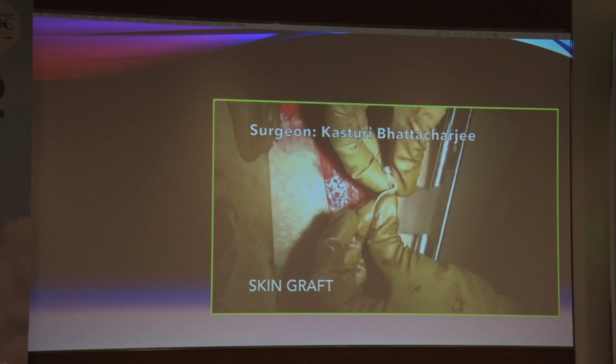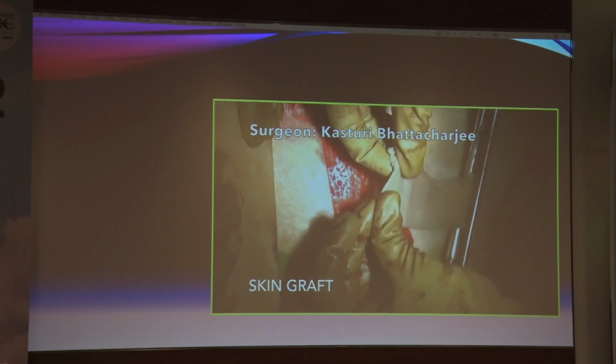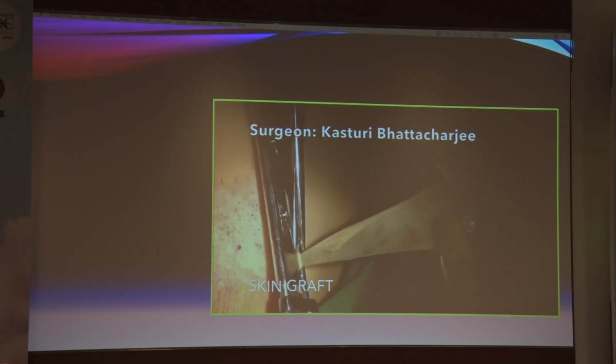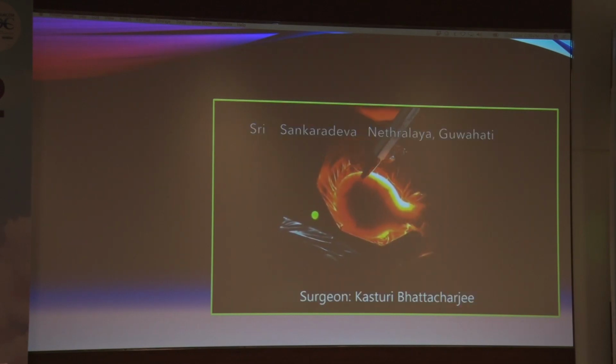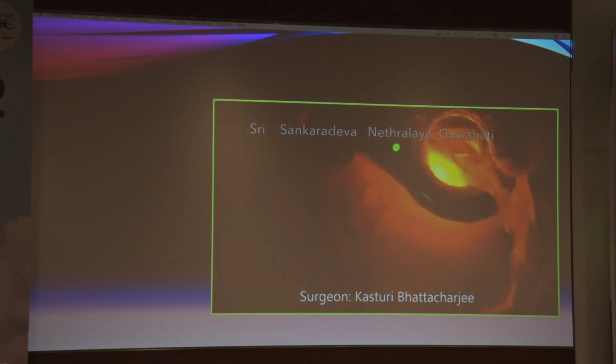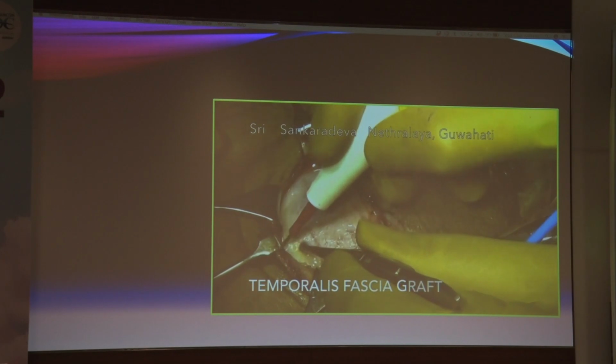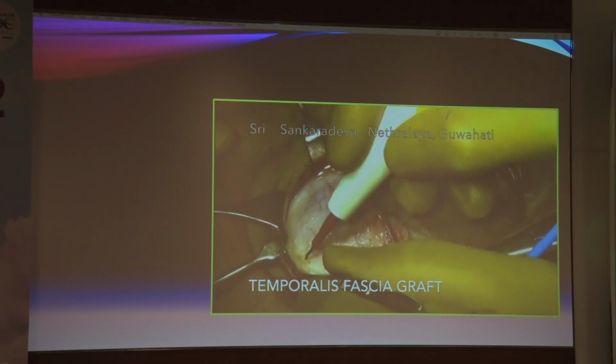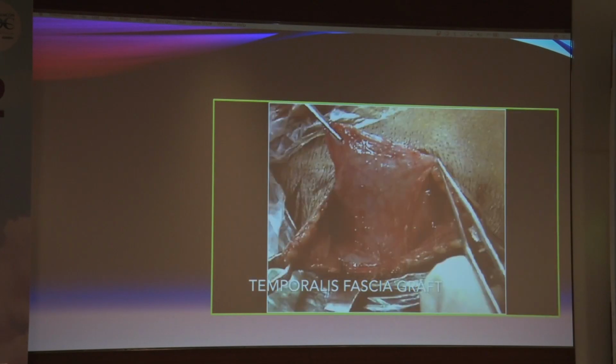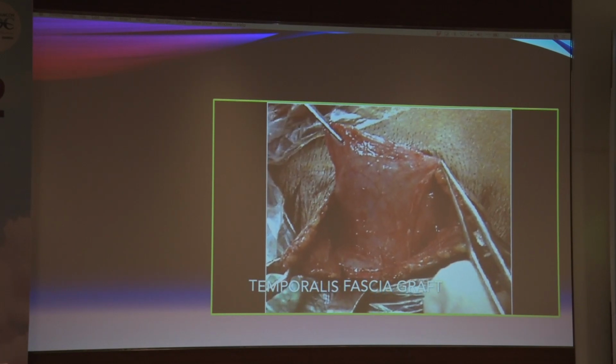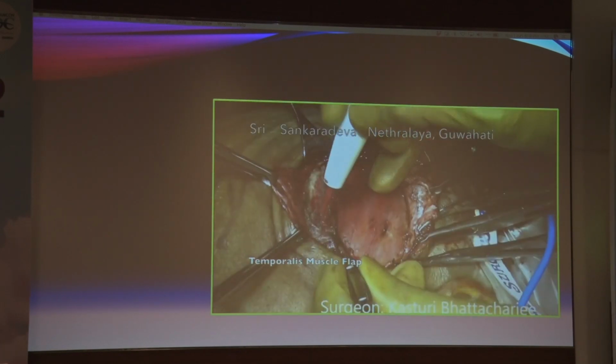Like this is me, taking a split thickness skin graft. This is so essential in a situation like when a burn case comes to you and you find that the whole upper part of the face is burned, then you need to take a split graft. You need to take something like this. This is a temporalis fascia, especially in case of implant exposure. It works so well when you use a temporalis fascia.